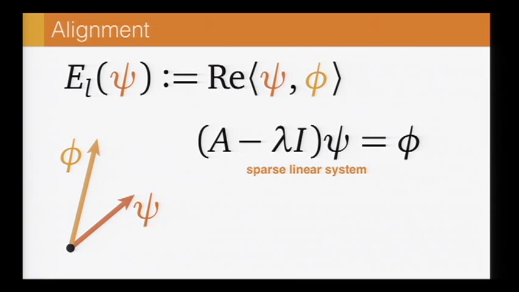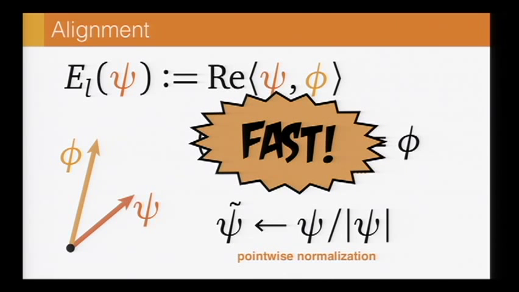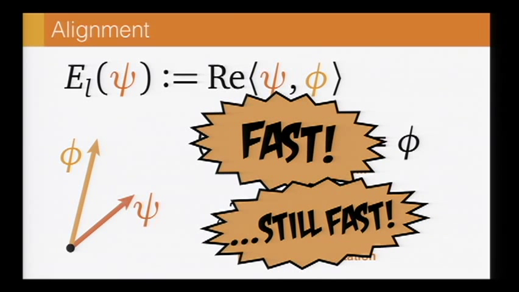And so now, instead of an eigenvalue problem, what we get is just a single sparse linear system where the parameter lambda controls the amount of alignment, how significant that alignment term should be. Again, to get the final solution, we just apply a pointwise normalization, and so again, this overall procedure is very, very fast.